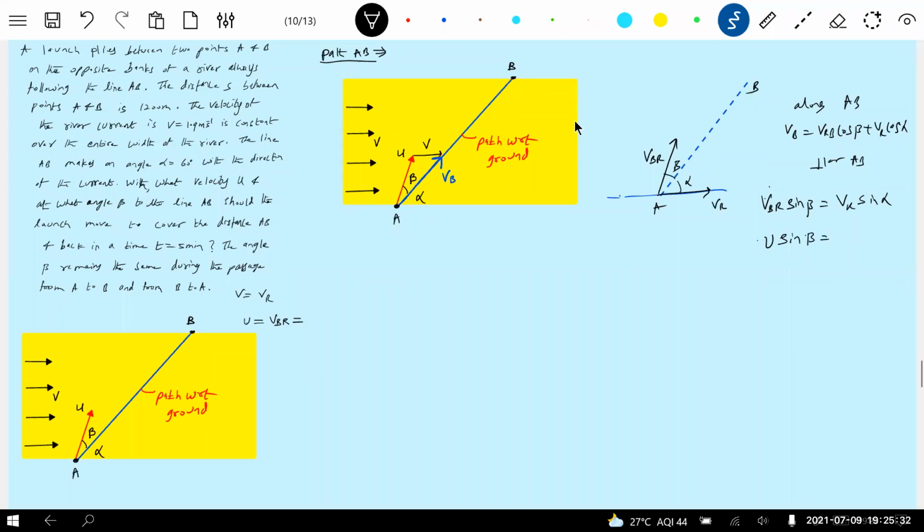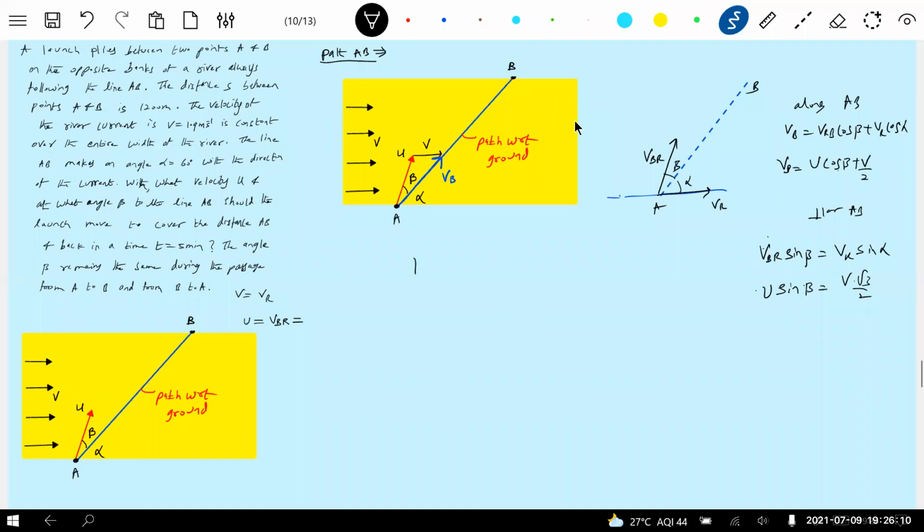VR is 1.9. Again I have to get back all the symbols, no problem here. V sin alpha, 60 degrees, equals U sin beta, I know it. I wanted to continue the same symbol, but some of you will get confused. So through symbols I'm getting into a problem. VR cos alpha, cos 60 will be 1 by 2. Keep it here. Now cos beta you can replace in terms of sin beta.